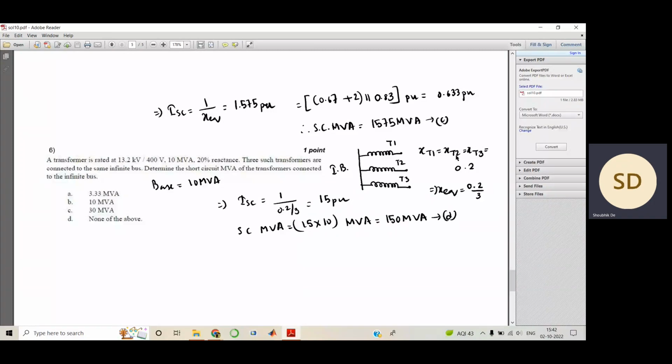So XT1, XT2 and XT3 are 0.2 per unit. So equivalent would be what? Since we have to find out a fault at this point, every component is connected in parallel, right? So this would be 0.2 divided by 3. Your fault level or short circuit current would be what? Your voltage was 1, base voltage, and it comes out to be 15 per unit, and your base was 10, right? So it comes out to be 150 MVA, which is your option number D.